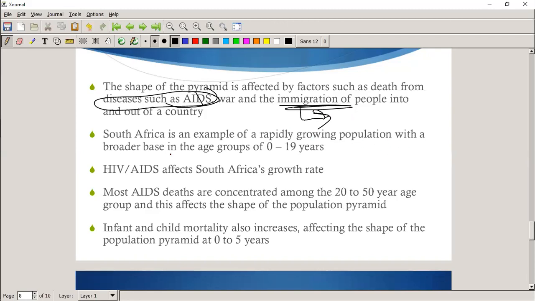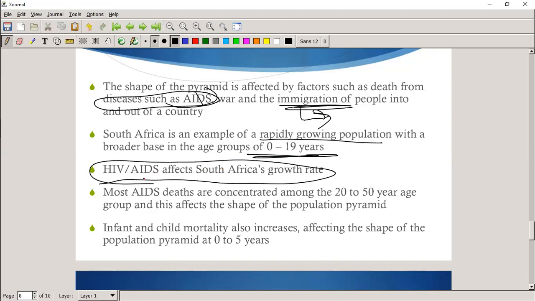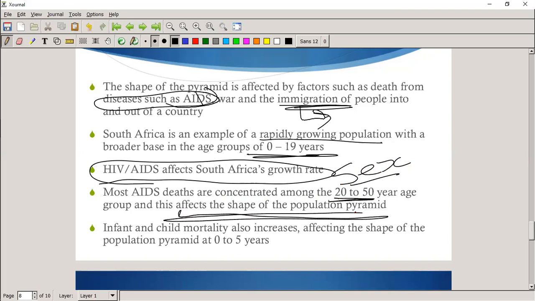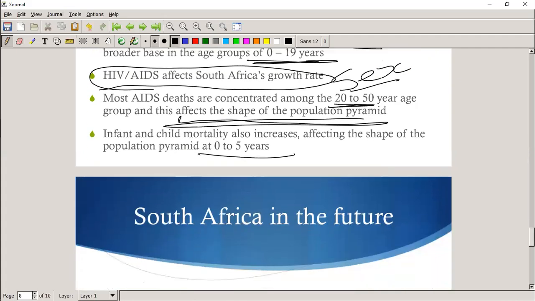We are expected to slow down. We are rapidly growing and with a broader base from 0 to 19 years. And then HIV and AIDS previously did affect our growth rate very much, but most AIDS deaths are concentrated in the years 20 to 50 years. Why? Because of this. Sex. So if we're having sex, the chances of picking up AIDS is a lot more likely. Okay. And it does have an effect on the shape of our population pyramid. Infant and child mortality also increases, affecting the shape of the graph from 0 to 5 years, which is babies that are being born with AIDS.